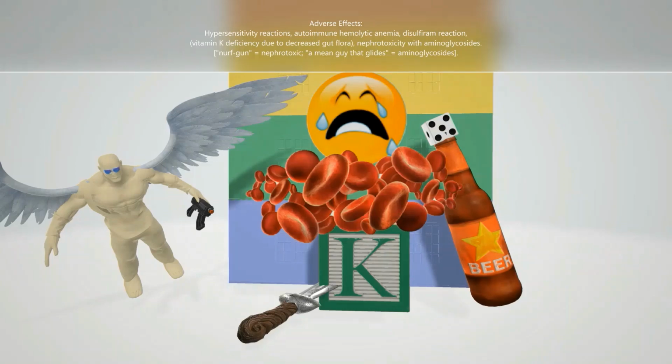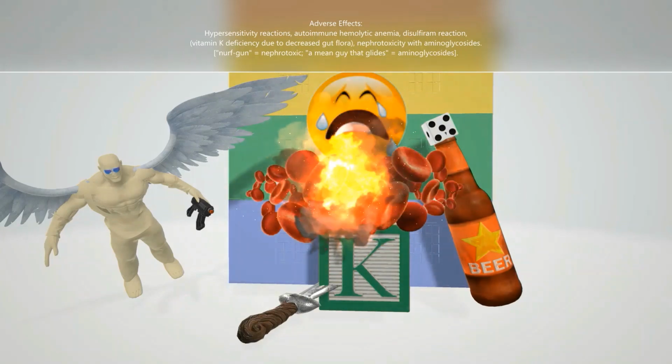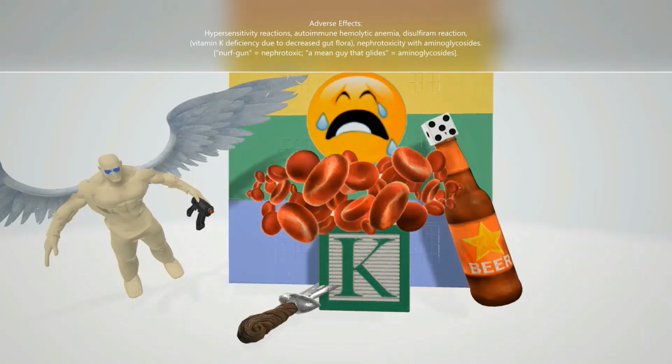He's also very sad over here because his red blood cells exploded. This reminds us of the anemia, the autoimmune hemolytic anemia that's associated with cephalosporin use. He was so depressed that he drank this beer, but he couldn't get anything out because the dye was stuck. The dye was stuck for disulfiram-like reaction. This reaction is seen in people who drink alcohol after cephalosporin use. That's why we have the beer here.